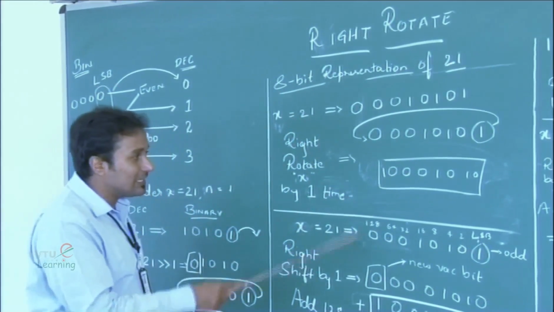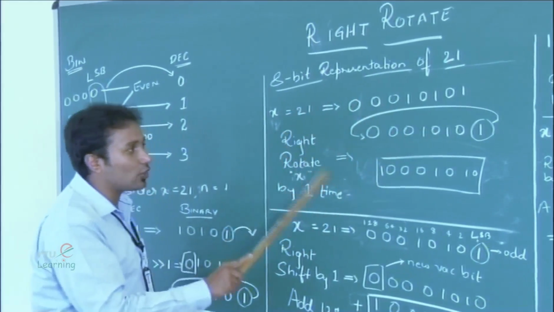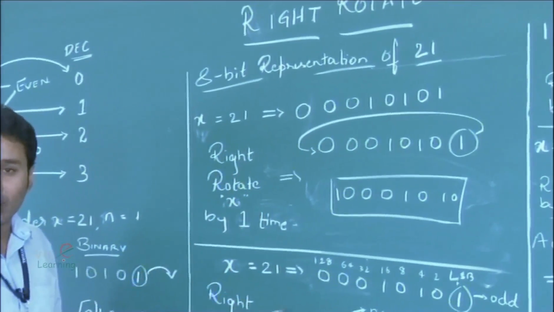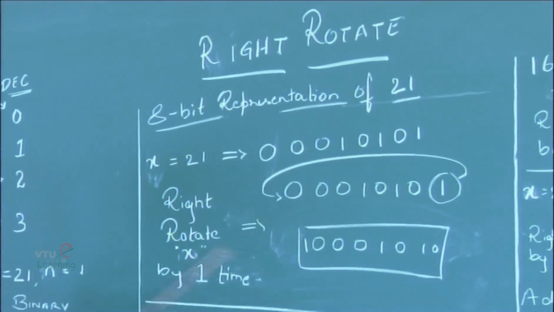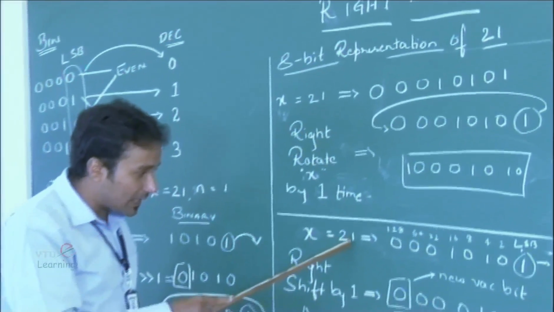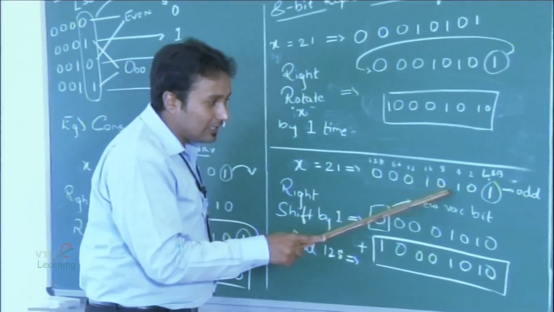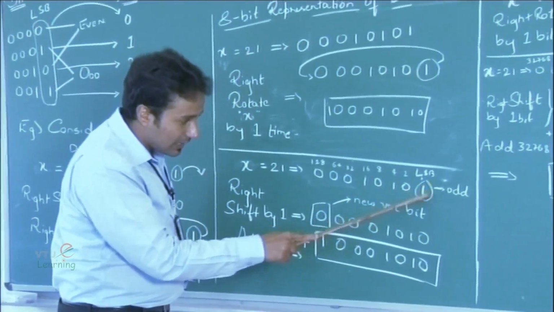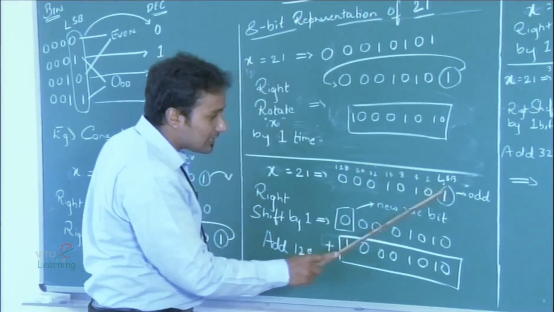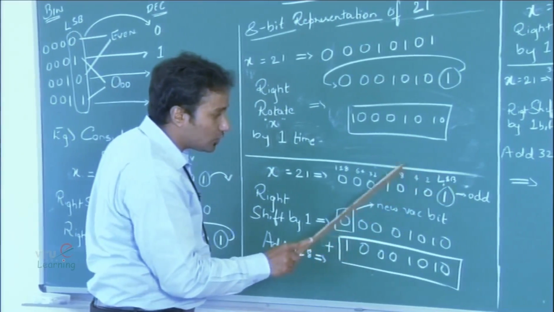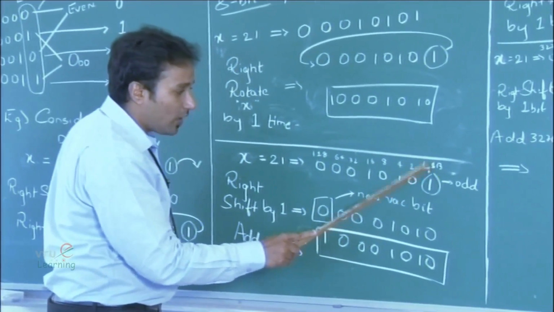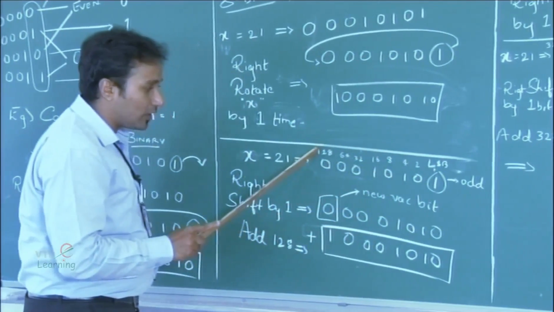To understand this, since this is the logic of the right rotation which has to be implemented in C programming using shifting and addition, it is explained as follows. Consider the same number x equals 21 represented in 8 bits. The last LSB stands for odd. And we can see that the conversion is 2 to the power of 0, 1, 2, 3, 4, 5, 6, 7, and their values are correspondingly 1, 2, 4, 8, up to 128.